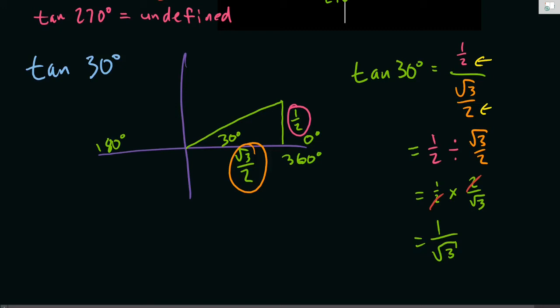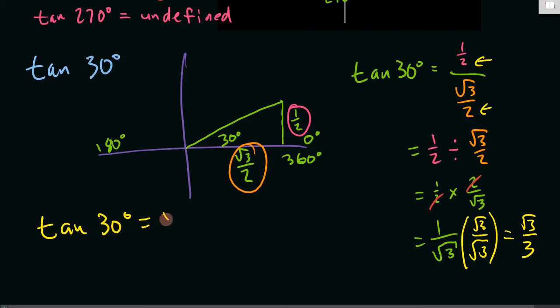That's pretty good. Minor complication. We can't leave a root 3 just chilling in the denominator. We need to rationalize this. So we're going to multiply top and bottom by root 3. And we're going to get root 3 over 3. So tangent of 30 degrees is root 3 over 3. Okay, let's try a tangent of 60 degrees.